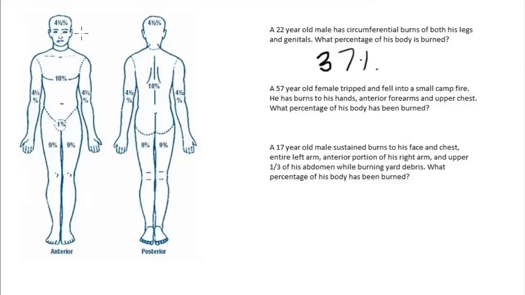A 57-year-old female tripped and fell into a small campfire. She has burns to her hands, anterior forearms, and upper chest. What percentage of her body has been burnt? So let's start with the hands and anterior forearms. We're not looking at the back, it's all anterior.